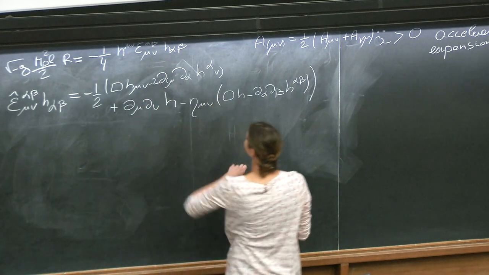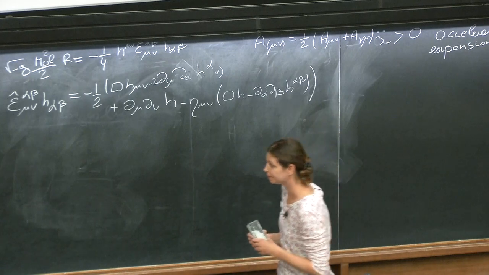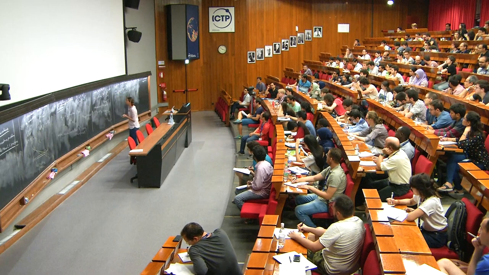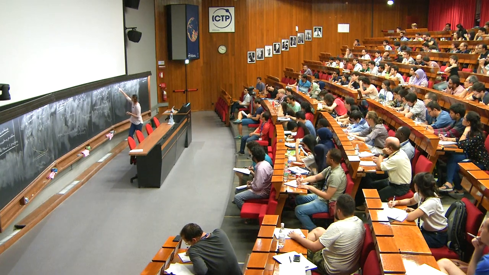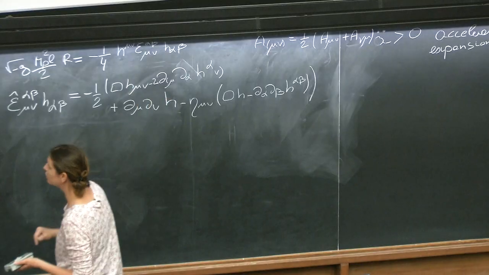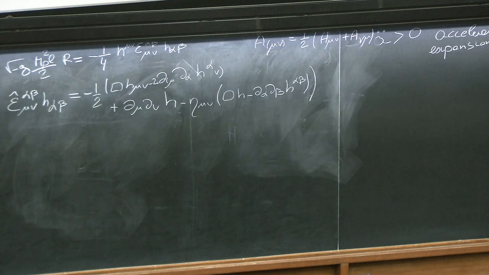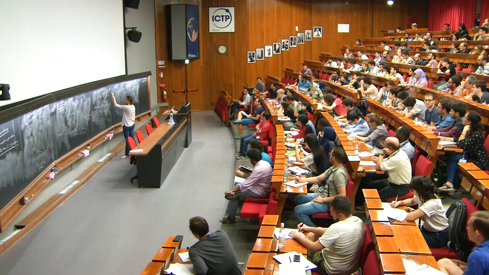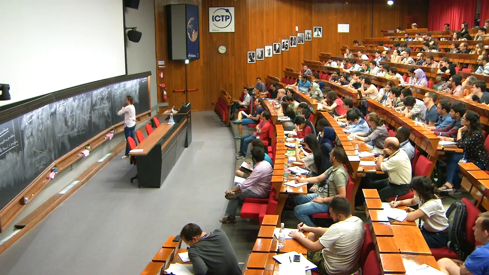Can you read in here? That's okay? Okay. So this we will be using later. All you have to remember is that this has second derivatives on h mu nu. It will give you the propagator, but we're not going to look too much at what happens from that. What we want to look at is the coupling between your scalar field phi, your massive scalar field phi, and your metric.